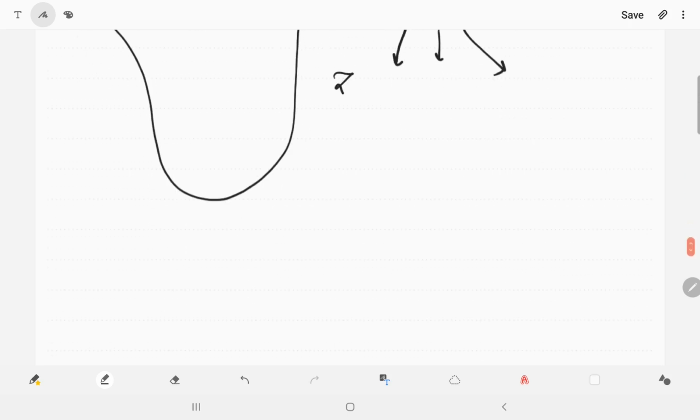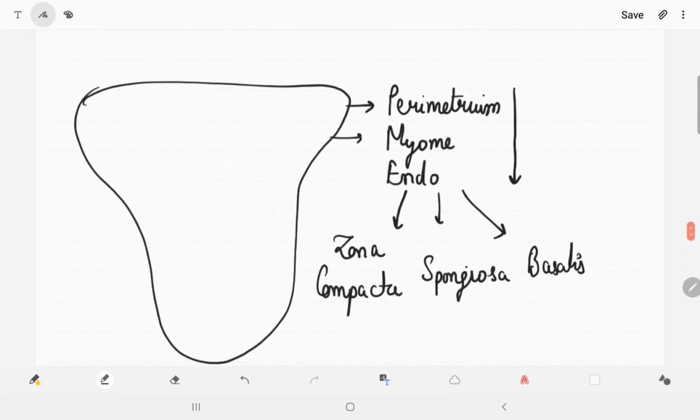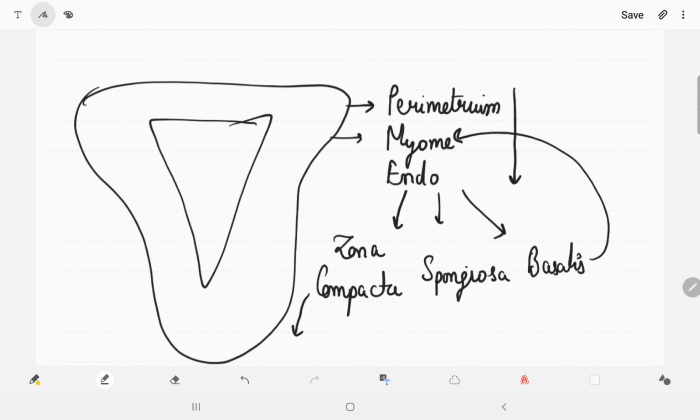Zona compacta, zona spongiosa, and zona basalis. Now, this basalis is actually facing the myometrium, and the compacta is the one which is facing the uterine cavity, right? This is facing the inner side.